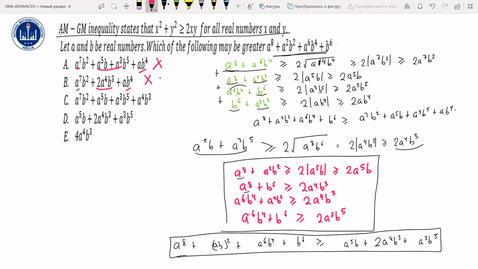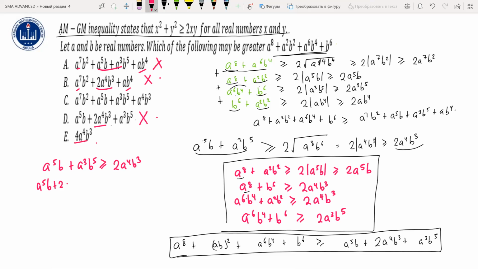So it shows that option D is not the answer either. And option E now, if you look at option D closely and option E, 2a^4 is common to both of them. And also because a^5 b + a b^5 is greater than or equal to 2a^4 b^3. So adding 2a^4 b^3 to both sides, what are we going to get?